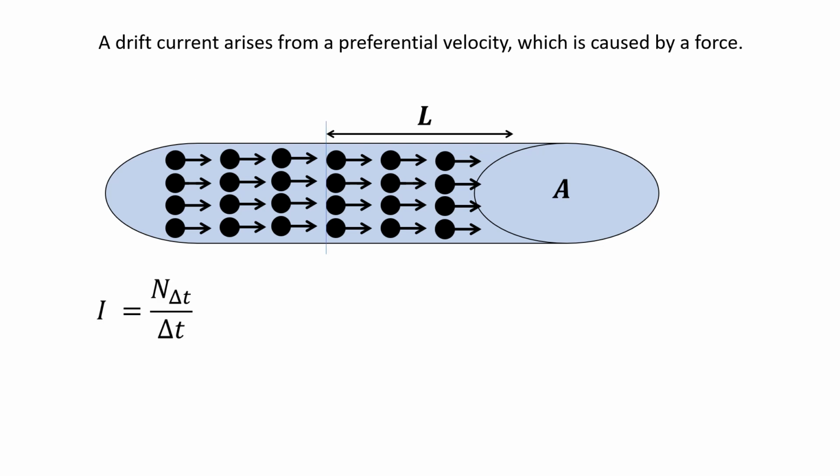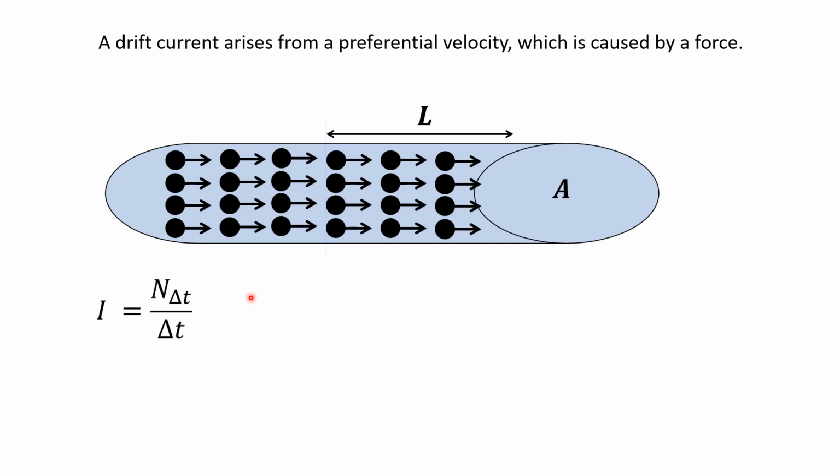Okay, so current, the definition of current is the number of particles that crosses a given cross-sectional area, which I'm calling A here, per unit of time. So it's the same definition of flux, okay? It's the number of particles crossing some area per unit of time.